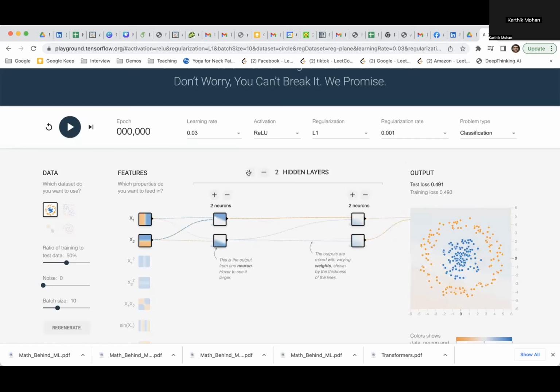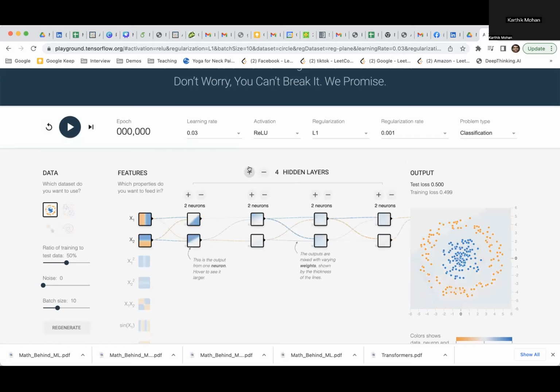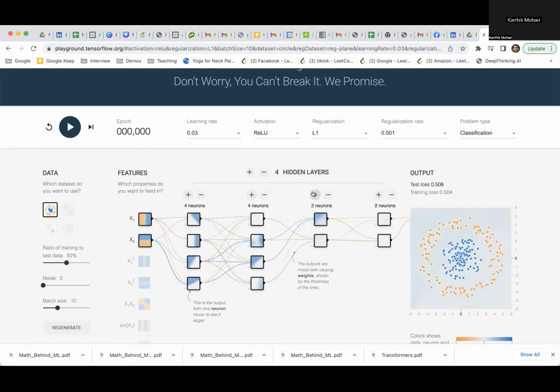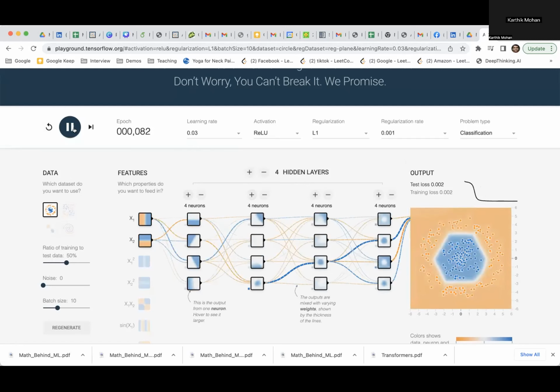So let's add a few more layers. Maybe that'll help. Let me add a couple more neurons as well, so 4 neurons in each layer. Okay, let's try ReLU. Okay, great. You see right away, we are only at 100 epochs. Adding more layers, increasing the complexity of the model, making it more nonlinear, I can now discriminate. It's actually fit a 1, 2, 3, 4, 5, 6 hexagon. So hexagon is the decision boundary for this data.